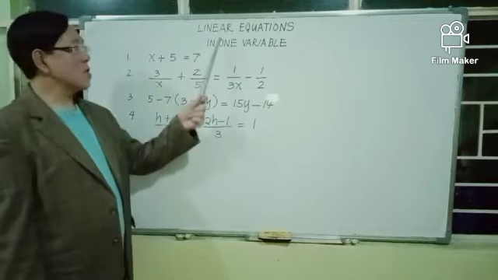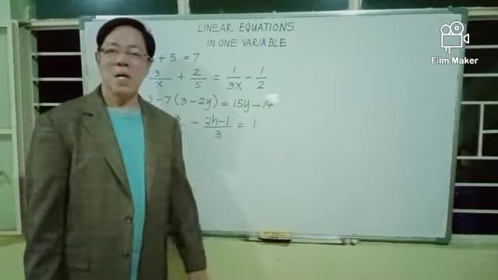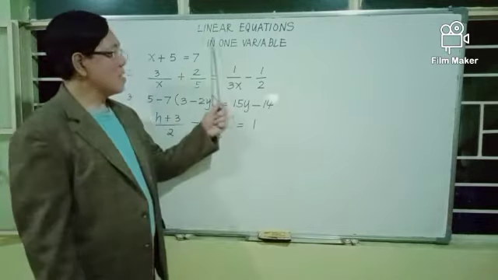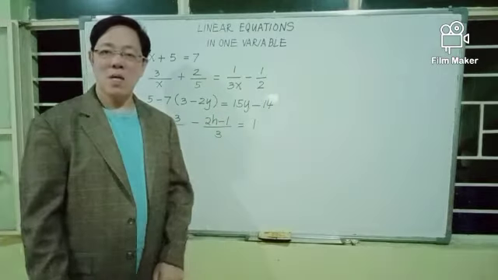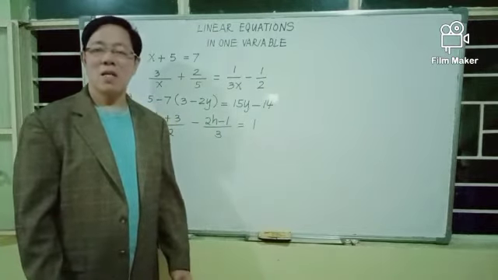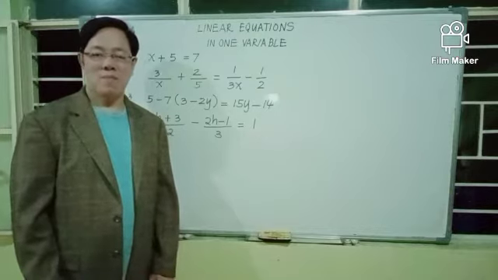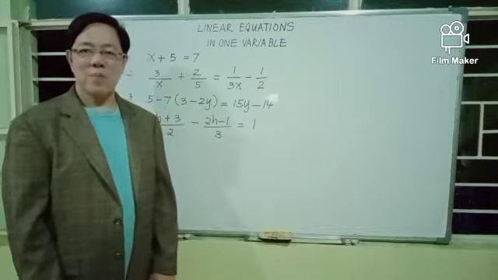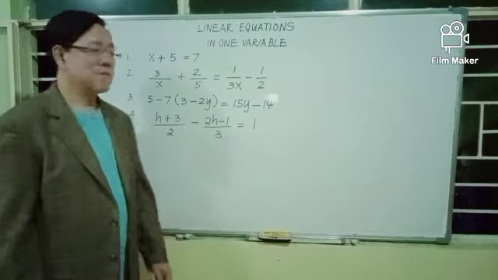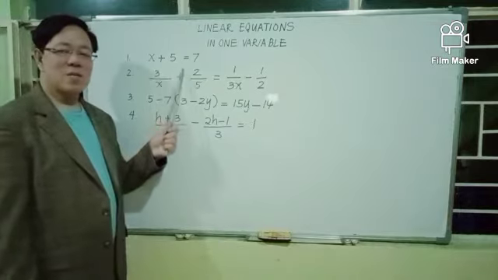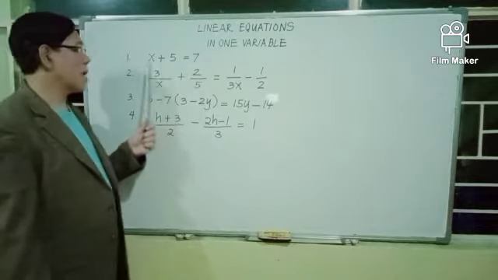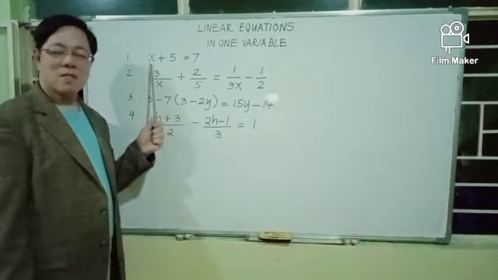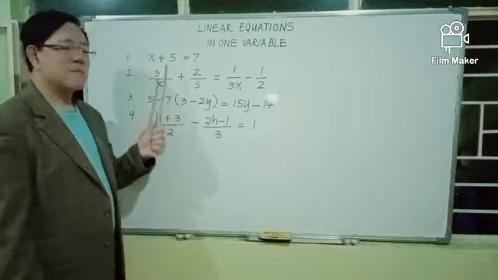In a linear equation, the highest exponent of any variable that appears in the equation is 1. So x plus 5 equals 7 is a linear equation in one variable x because there is only one variable x and the exponent of x is 1.